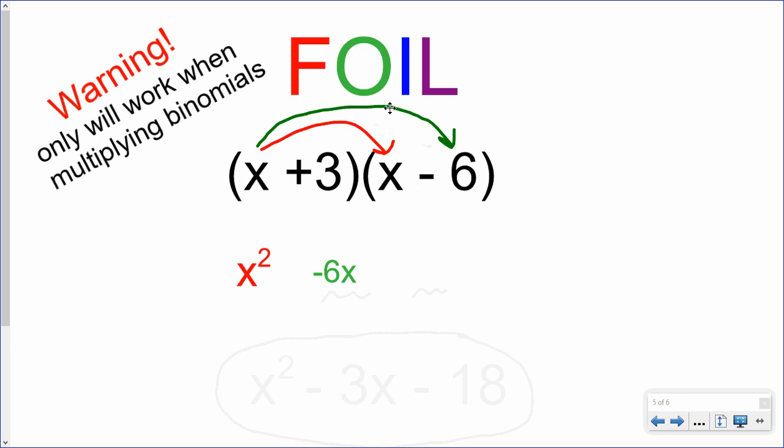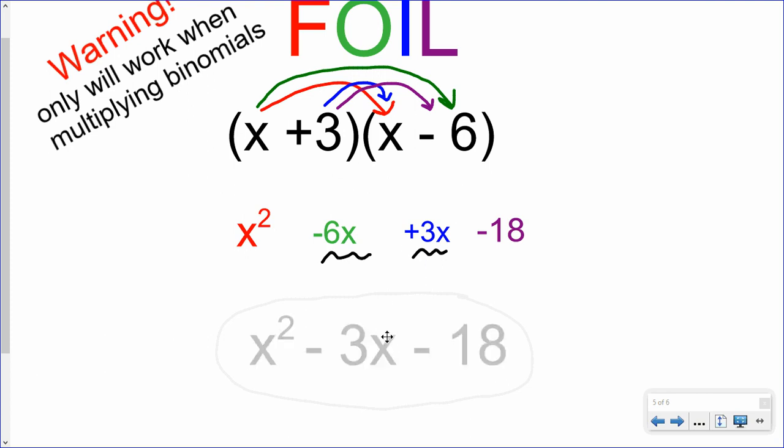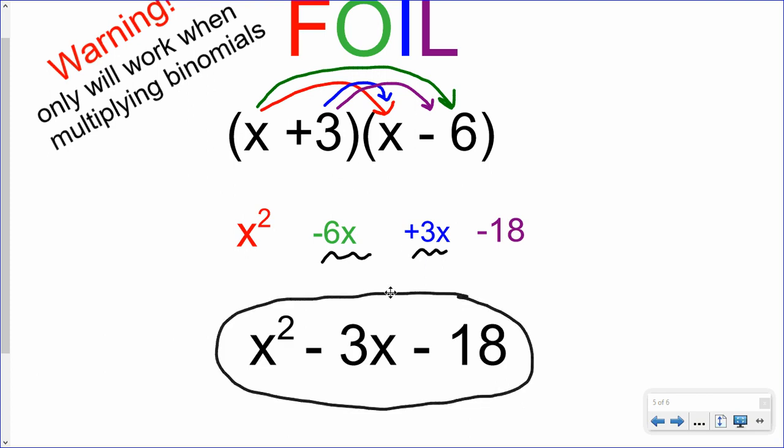And then I stands for inner terms, so the ones inside the whole thing, so 3 and x. You multiply that together, you get 3x. And then L stands for the last terms of each binomial. So 3 times negative 6 gives you negative 18. Again, you're going to want to combine like terms, negative 6x and 3x. And that still gives us negative 3x, so you still get the same thing no matter which method you use. All possibilities going on there.